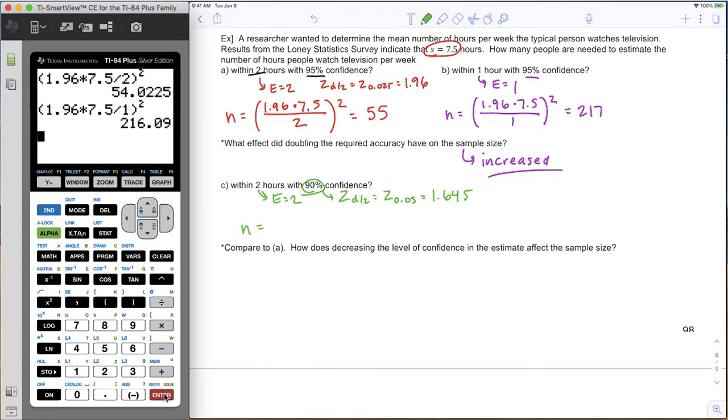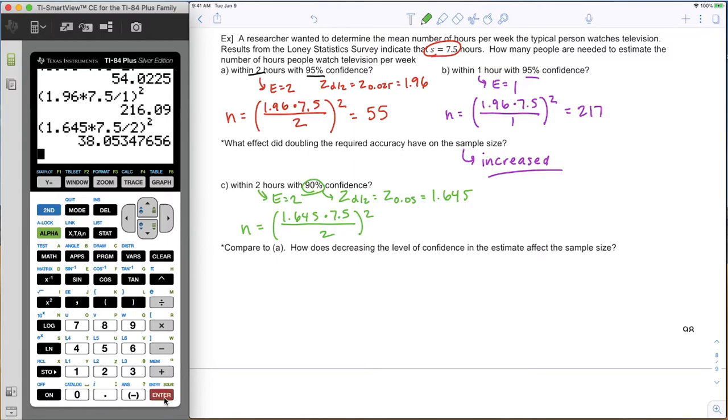N equals the critical value, 1.645, times the sample standard deviation divided by the margin of error squared. Okay, so I have 1.645 times 7.5 divided by 2, and you square the whole thing. Okay, so it's 38.05. You need to round that up to 39.